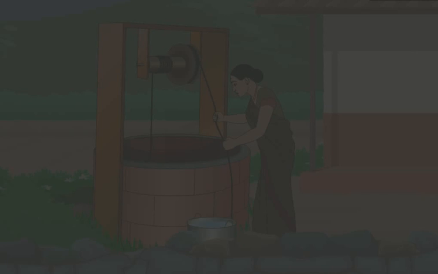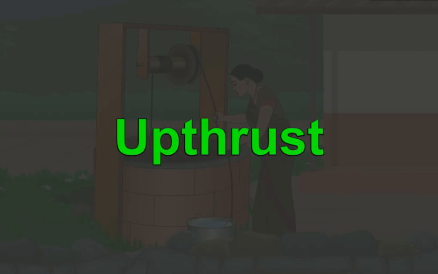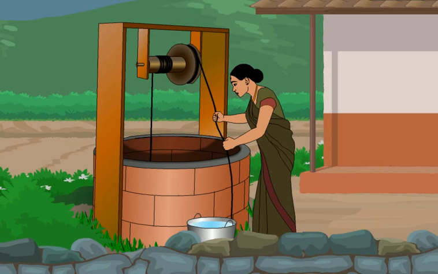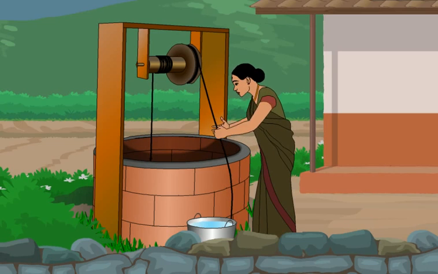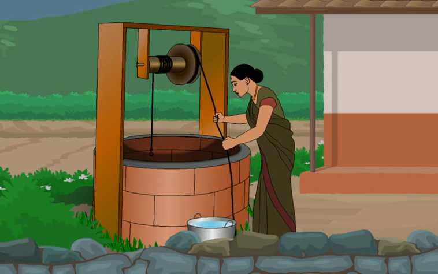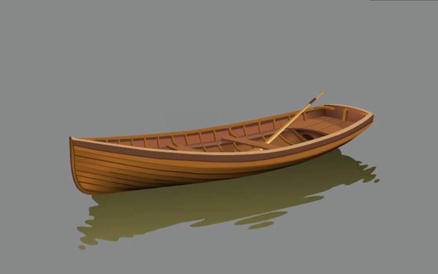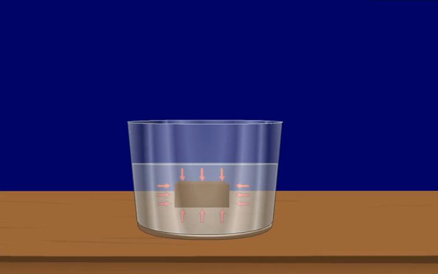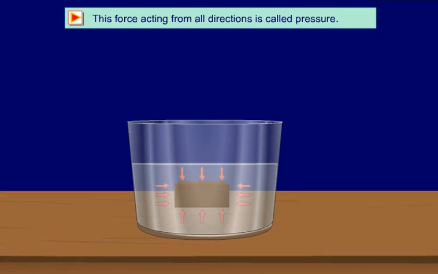Dear students, now let us study about upthrust. In our everyday life, we notice that it is easier to lift some weight underwater. A boat made of wood will float on the surface of water. When an object is placed on the surface of a liquid, it will experience a force from all directions. This force acting from all directions is called pressure.